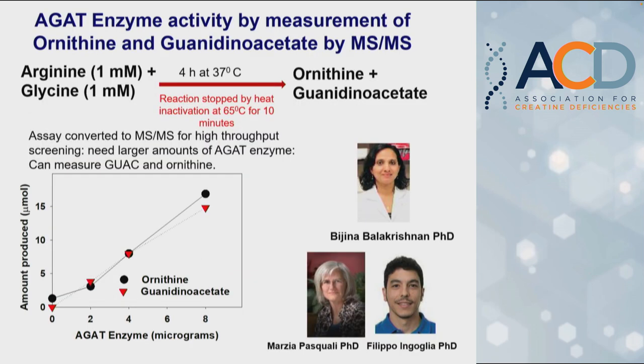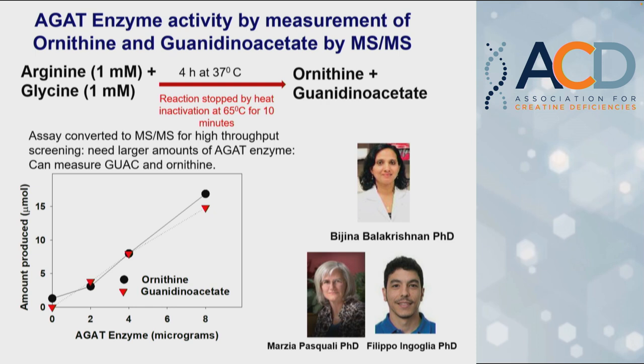And then we had to study the reaction of this enzyme. We incubate the enzyme with arginine and glycine, which are the natural precursors, and we obtain the formation of ornithine and guanidino acetate. We could measure them in the laboratory by measuring both the amino acid and the guanidino acetate, and you can see that the enzyme physiologically produces equal amounts of ornithine and guanidino acetate.